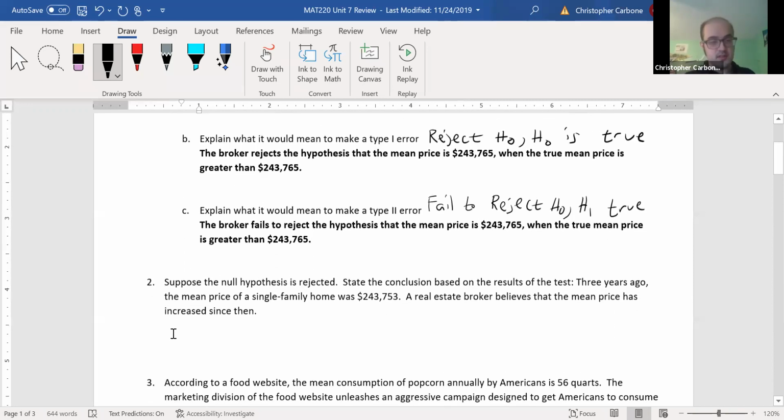Question number 2, suppose the null hypothesis is rejected. State the conclusion based on the results of the test. 3 years ago, the mean price of a single-family home was $243,753. And a real estate broker believes the mean price has increased since then. So, for the null hypothesis is rejected, this should be there is not sufficient evidence to conclude the mean price of a single family home has increased.